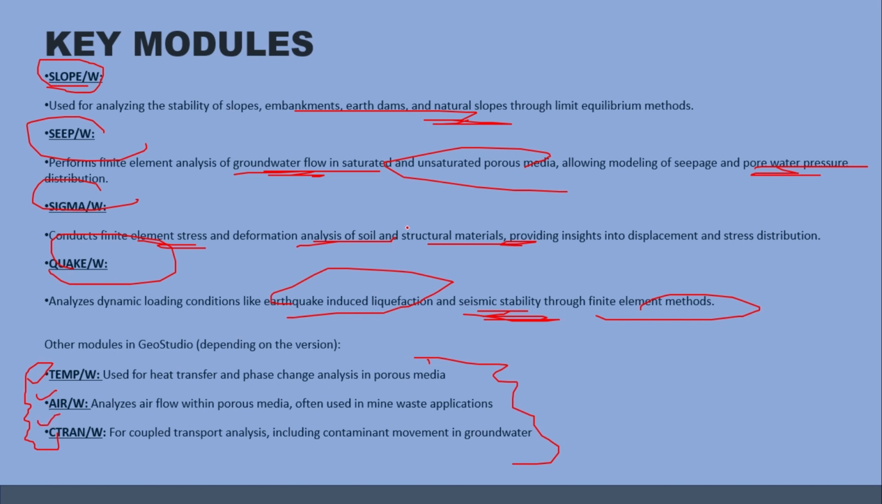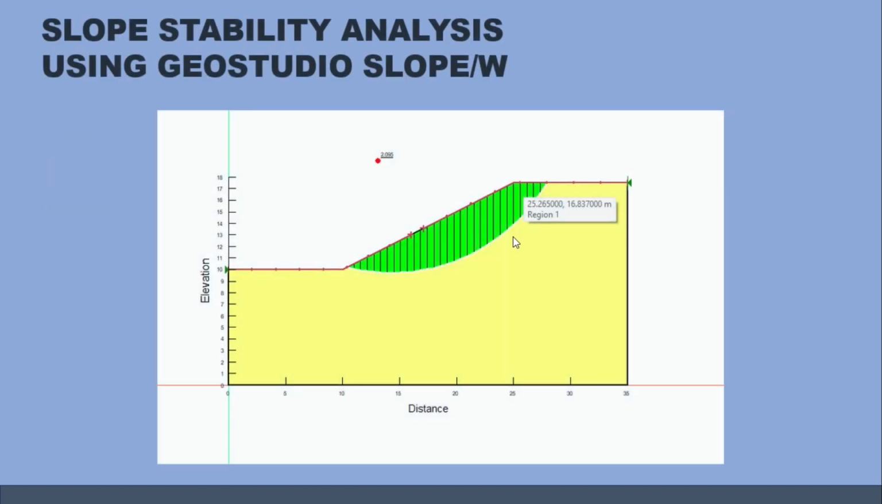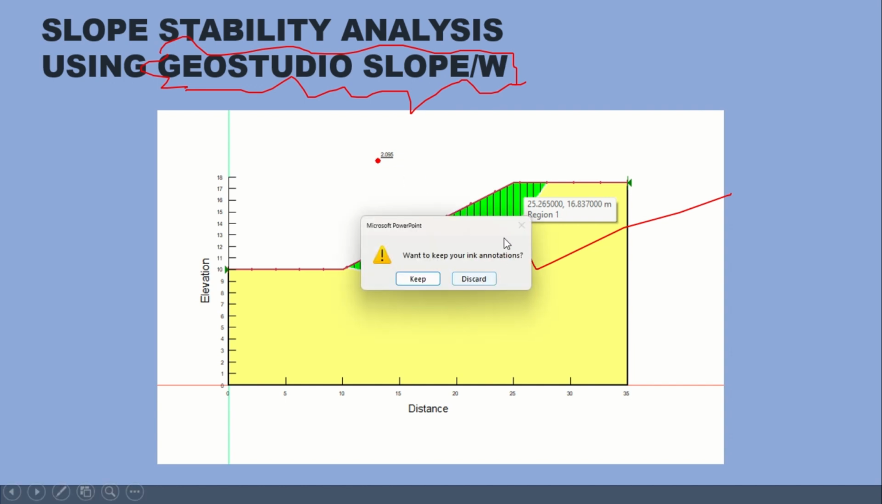There are some other GeoStudio modules like TEMP/W, AIR/W, and CTRAN/W. These are some advanced sort of modules. So we'll stick with SLOPE/W, and here is a sort of slope that I had analyzed, and you will be drawing this diagram using GeoStudio. So that's the introduction. I think we should move to the software to see how we do it.